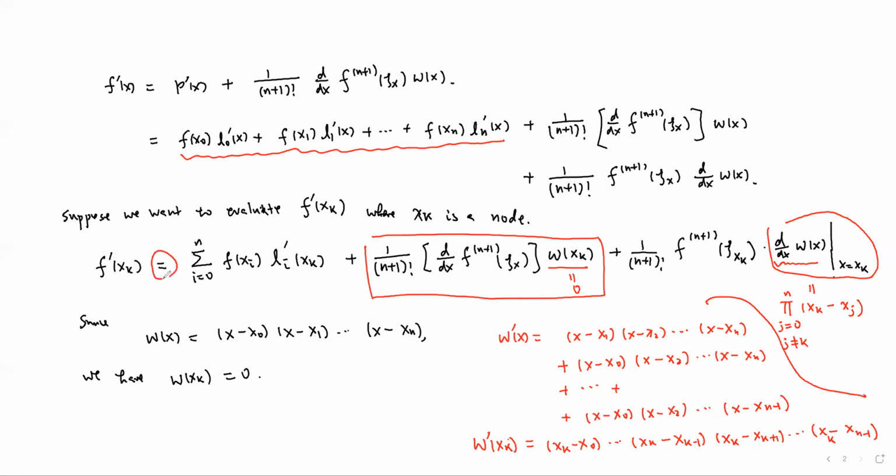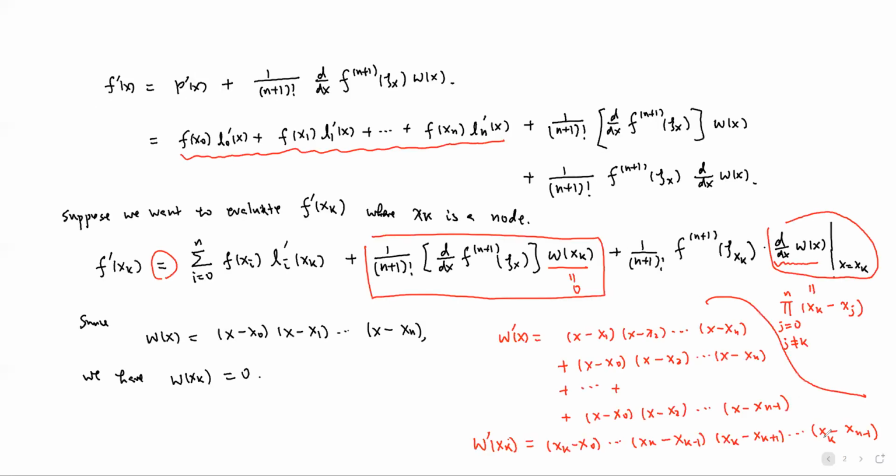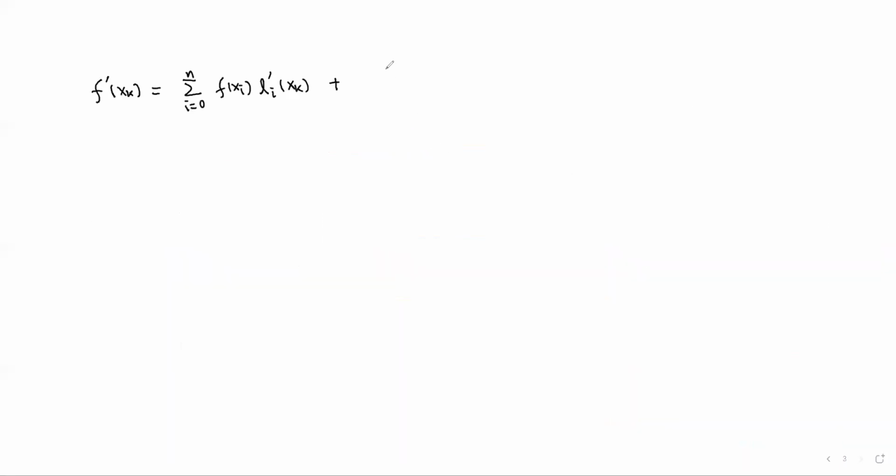Therefore, from this equation, the derivative of the function f at xk is equal to the summation over i from 0 to n of f(xi) times the derivative of the cardinal function li evaluated at xk. Then plus, this term is 0, and then plus this term, the derivative of w at xk, which is this. So therefore, we have 1 over (n plus 1) factorial.